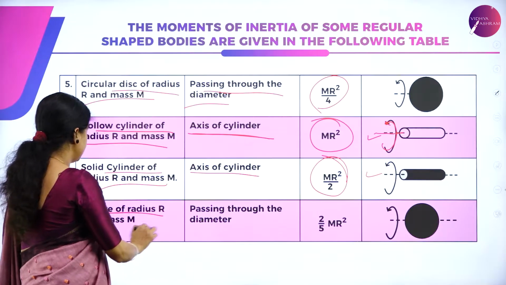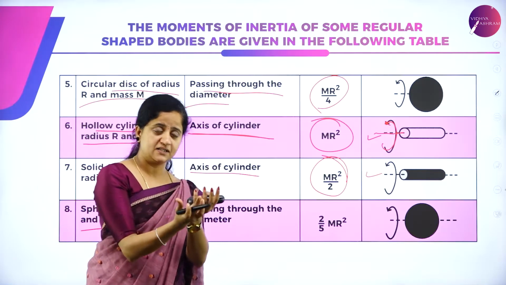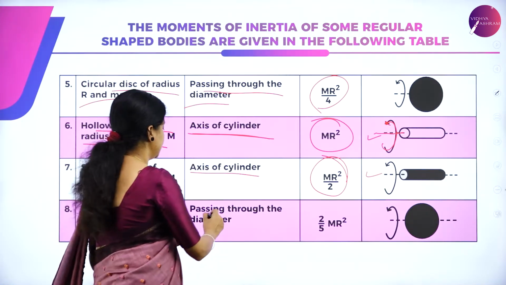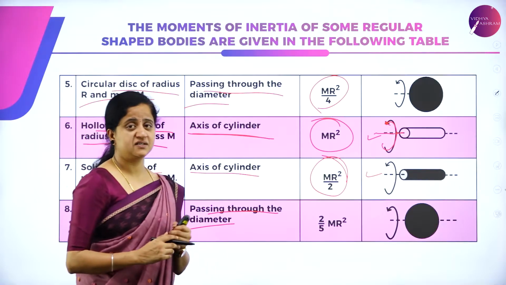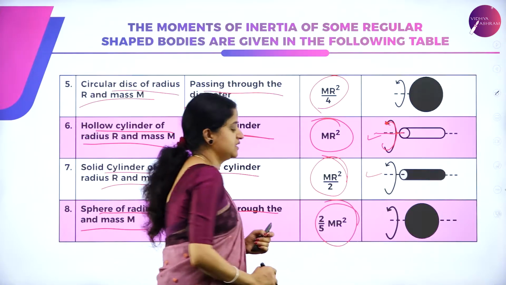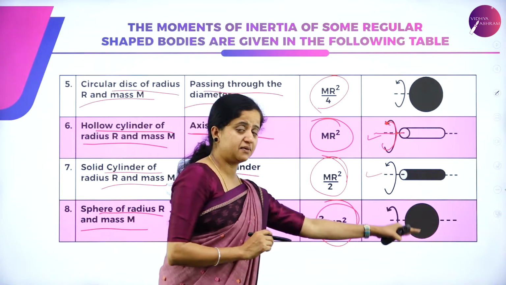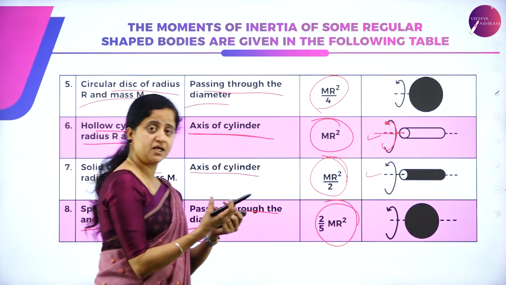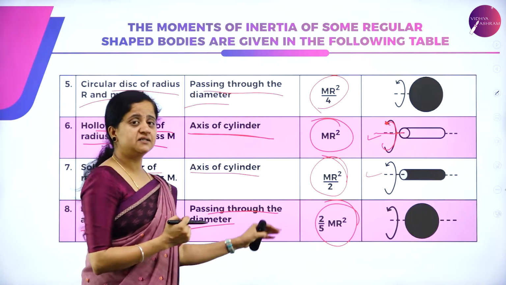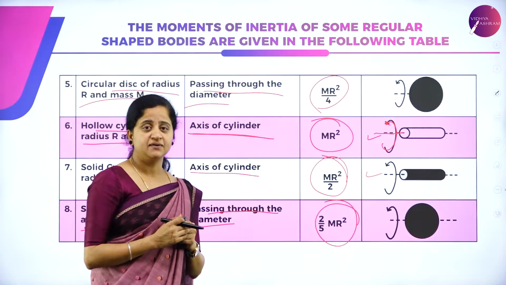And next we have a sphere of radius r and mass m. If you consider an object that is a sphere whose radius is r and it has a mass m, then the axis of rotation passes through the diameter. And the formula to find the moment of inertia is 2 by 5 mr square. So this is how you can remember by visualizing the object and the axis of rotation from the diagrams. It is so simple for you to write the formula in the relevant cases.